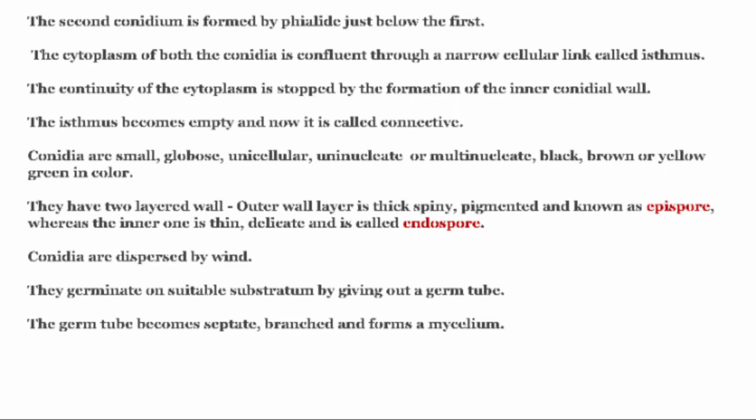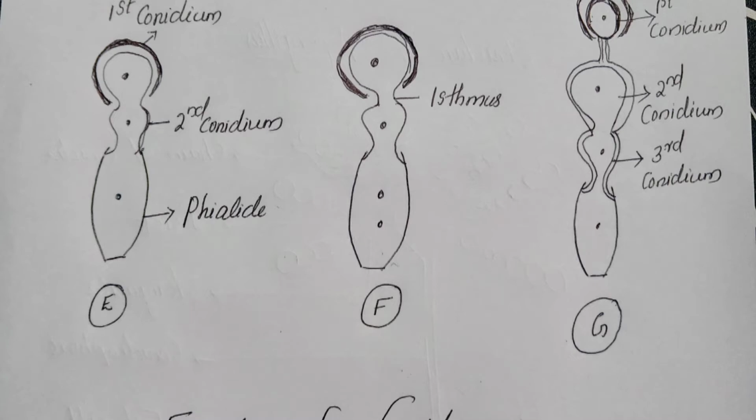Conidia are dispersed by wind. They germinate on a suitable substratum by giving out a germ tube. The germ tube becomes septate, branched, and forms a mycelium. Here you can observe the conidia formation.